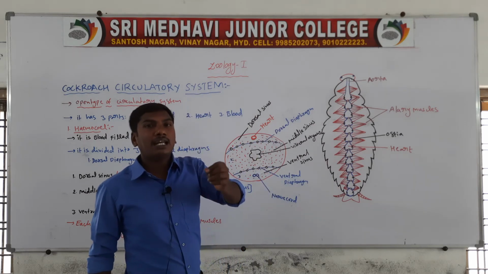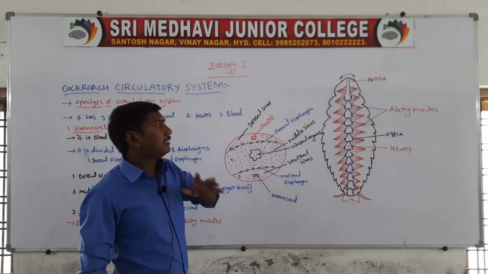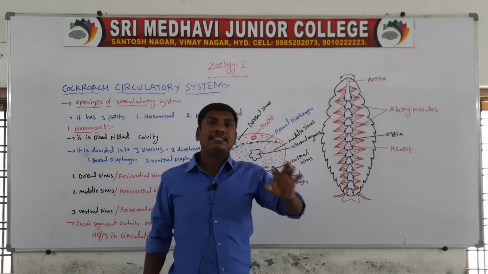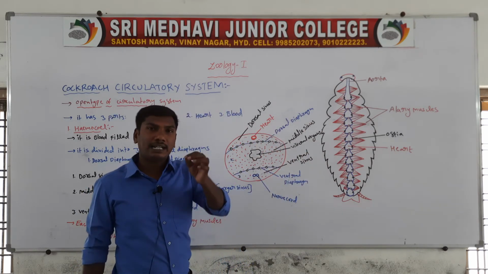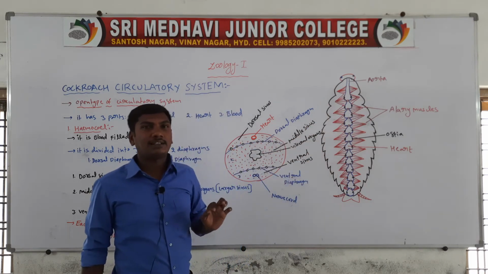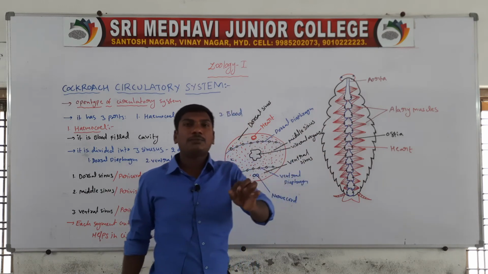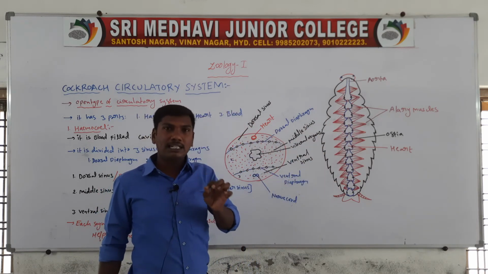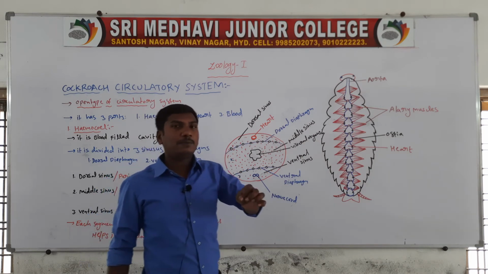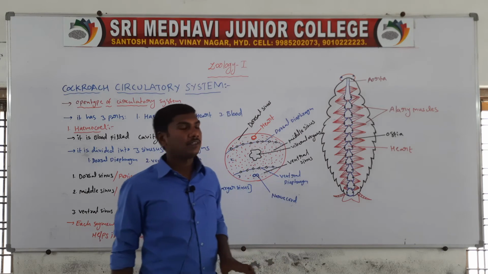Next one, the cockroach contains in each segment a pair of alary muscles. These alary muscles are triangular in shape, so these muscles are called the triangular muscles. These alary muscles help in the circulation. So these are the alary muscles.